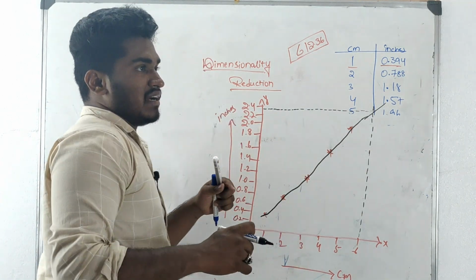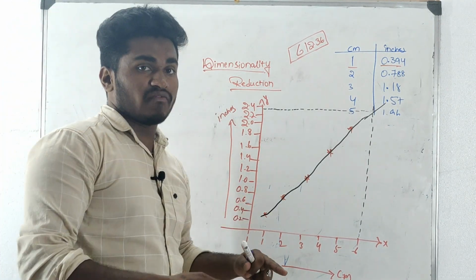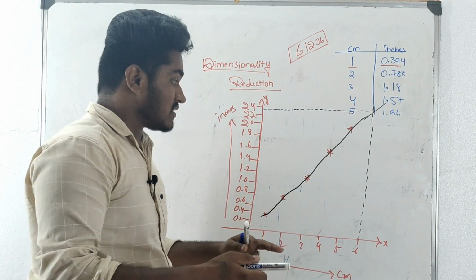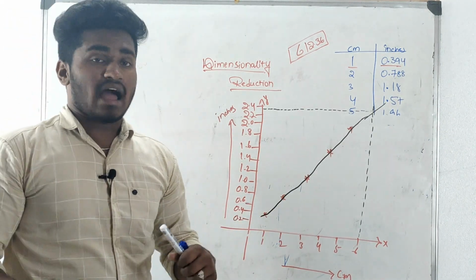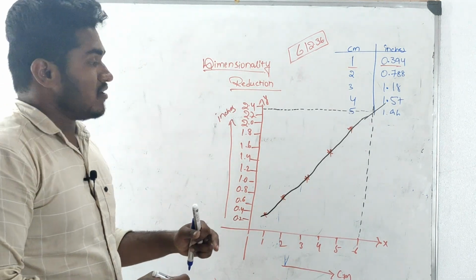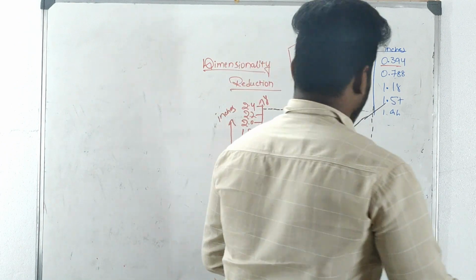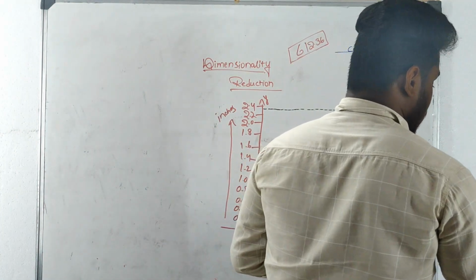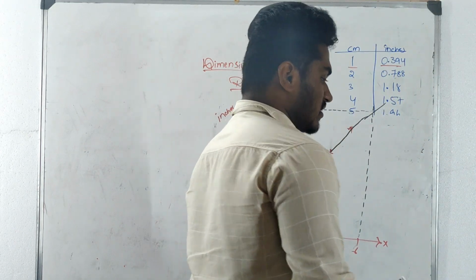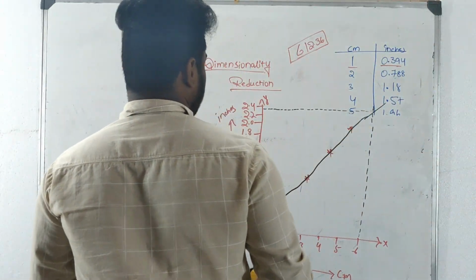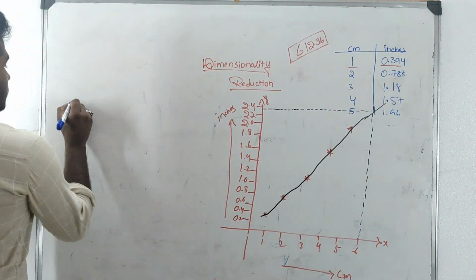So what is dimensionality reduction? In pattern recognition, dimensionality reduction is a process of conversion of data sets having a higher amount of data into data sets having lower dimensions. Okay, so this is what dimensionality reduction is. Now hope you got it. Now we will see the components of dimensionality reduction.